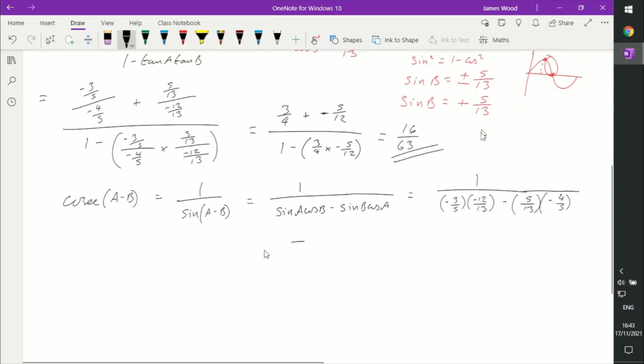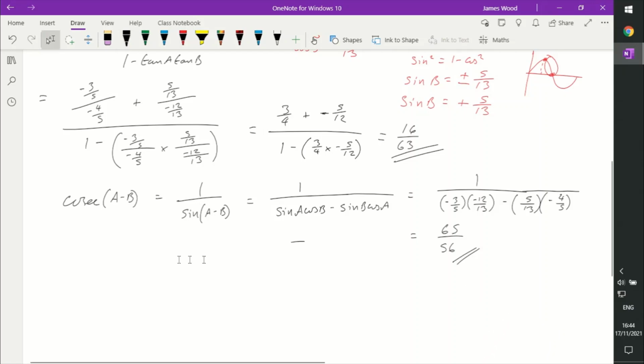So this will look like that. So sine A was this, cos B was this, sine B was this, and cos A was this. And I can just work out what this fraction is equal to using my calculator. And when we do that, we get to 65 over 56 as your final answer for cosec A minus B.